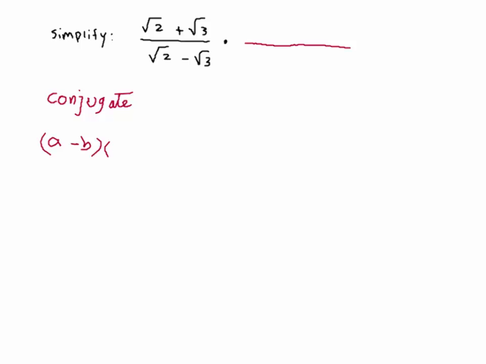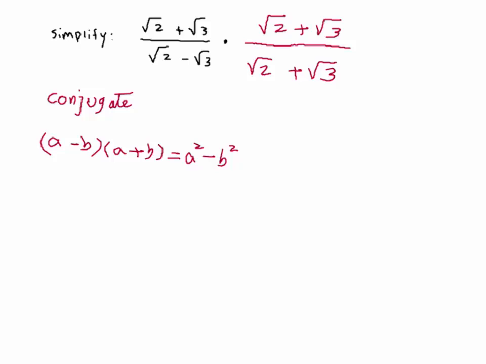If I multiply any binomial by its conjugate, the result would be the difference of the squares, a squared minus b squared. And these squares would help me to eliminate those radicals. So if I multiply top and bottom of the fraction by its conjugate, so it would be radical 2 plus radical 3.